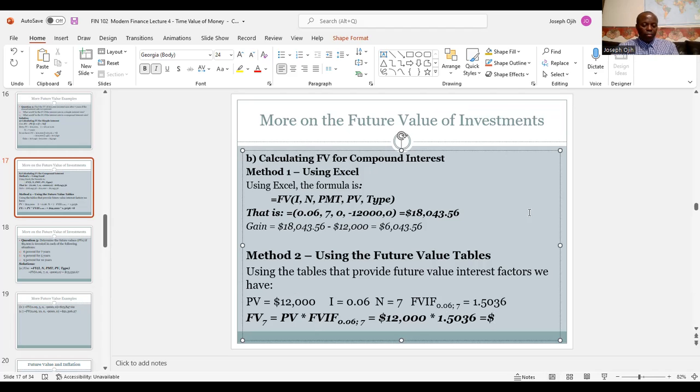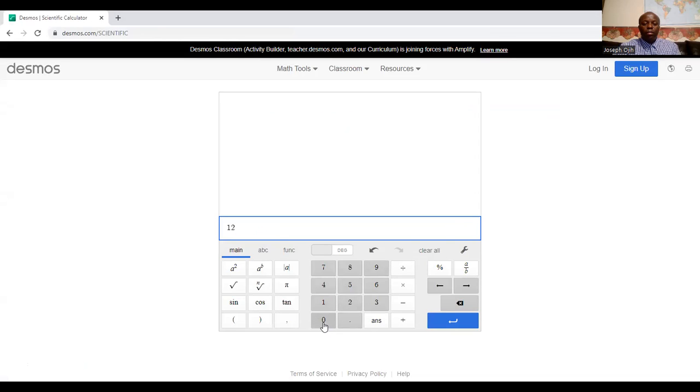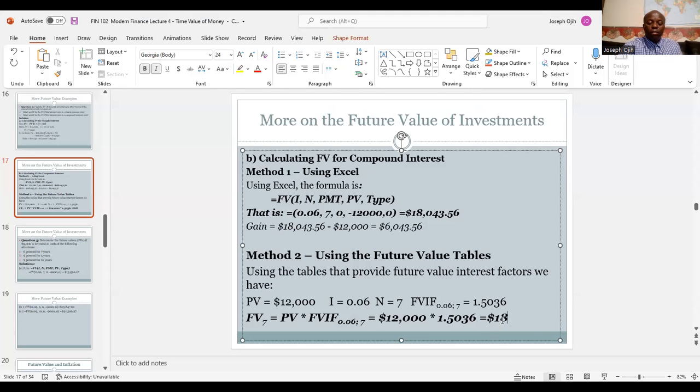Let us go and multiply this. In the calculator, 12,000 times 1.5036 gives us $18,043.20. Okay, $18,043 and 20 cents.